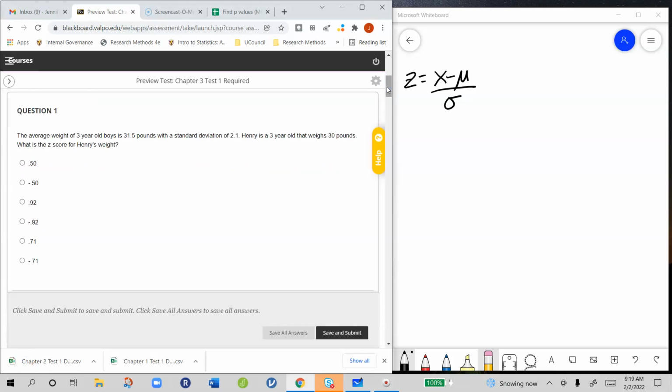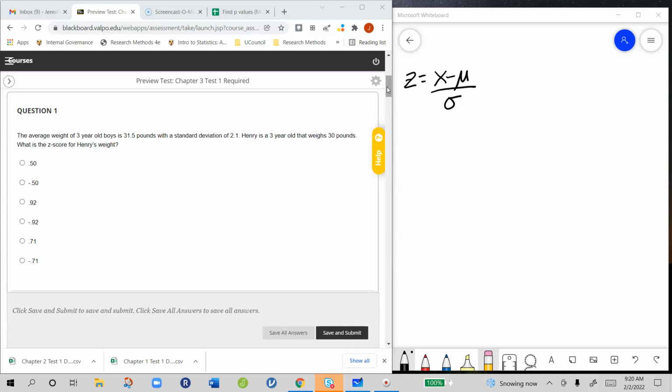Hello everyone. In this video we're going to go over the Chapter 3 practice test. Alright, so our very first question is asking about Henry, who is 3 years old and he weighs 30 pounds. And we're going to compare him to other 3-year-old boys who have an average weight of 31.5 pounds with a standard deviation of 2.1. We want to know Henry's z-score.